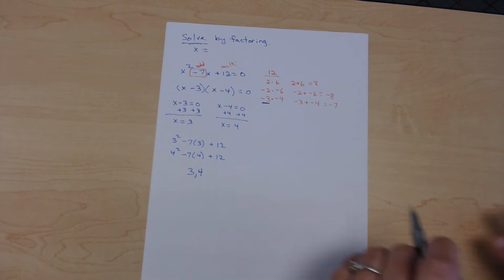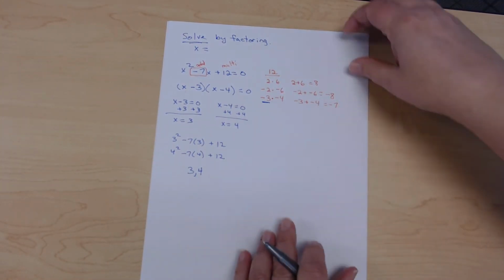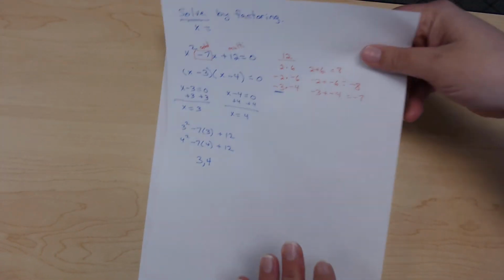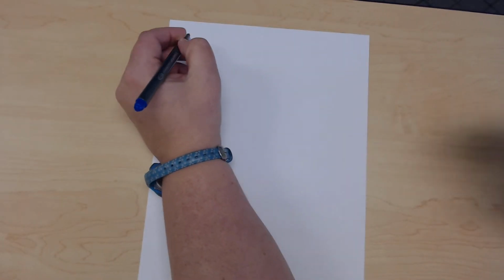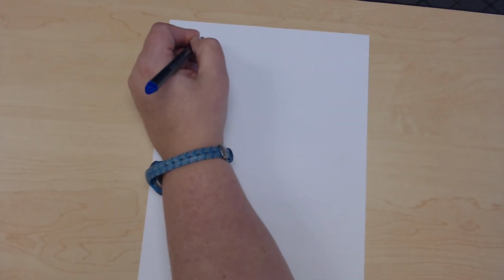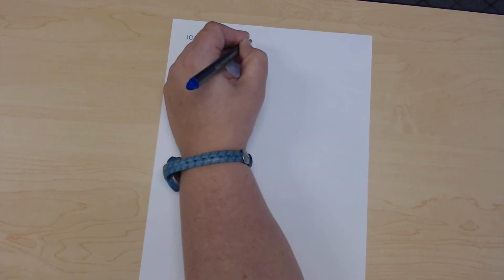All right, let's try another one. Now, the one on the note sheet is over here, but I just ran out of room, so let's just get a new page. All right, so find this one on your note sheet. It says 10x plus 25 plus x squared equals 0.